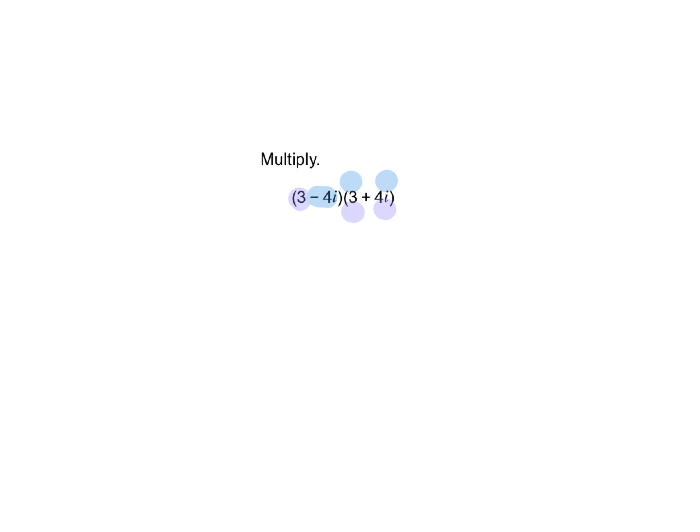So it looks like this. 3 times 3 is 9. So I'm multiplying. 3 times 3 is 9.